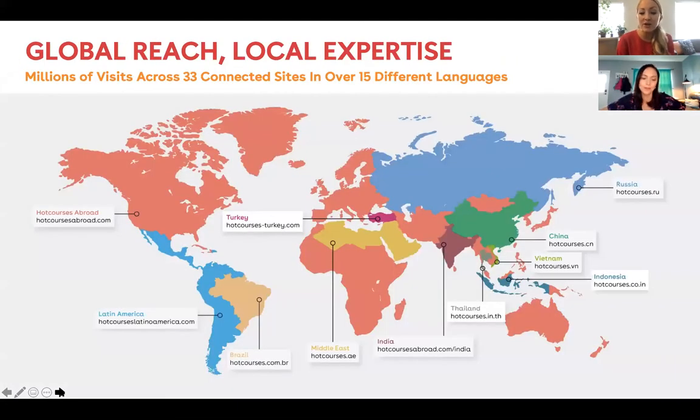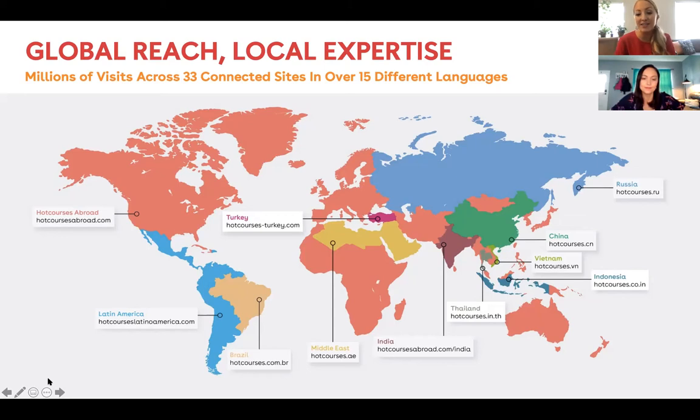Alongside the physical network, we also have the largest digital presence of any international student service provider across our websites and our mobile app. We operate over 30 student-facing sites across Hot Courses and IDP.com. And this map here highlights our Hot Courses sites across the globe, which are all locally hosted. So you can see the .br here for Brazil and the .vn for Vietnam and so on.